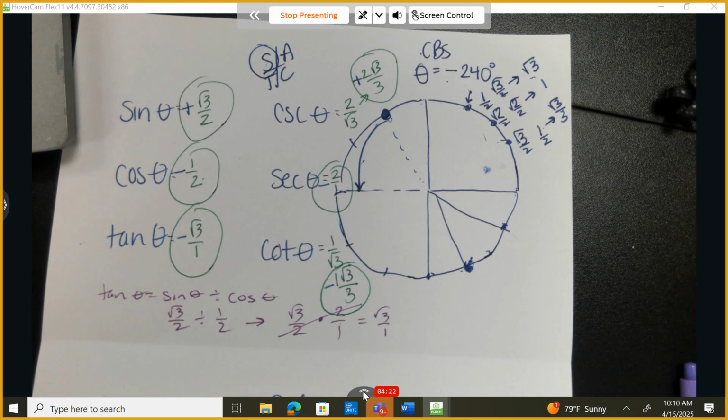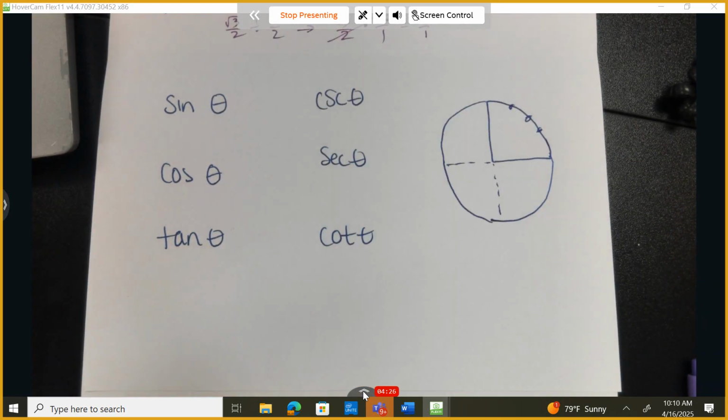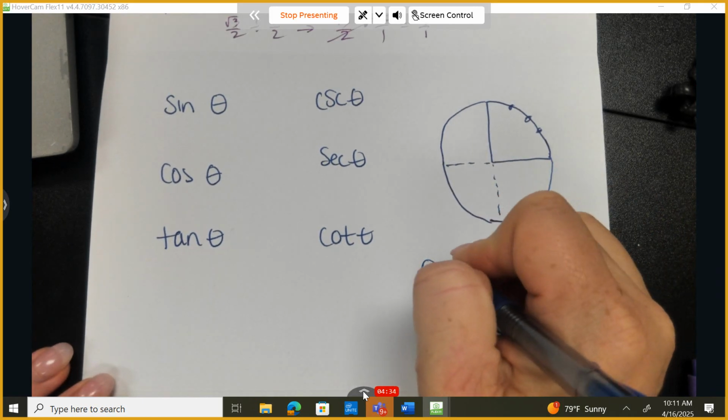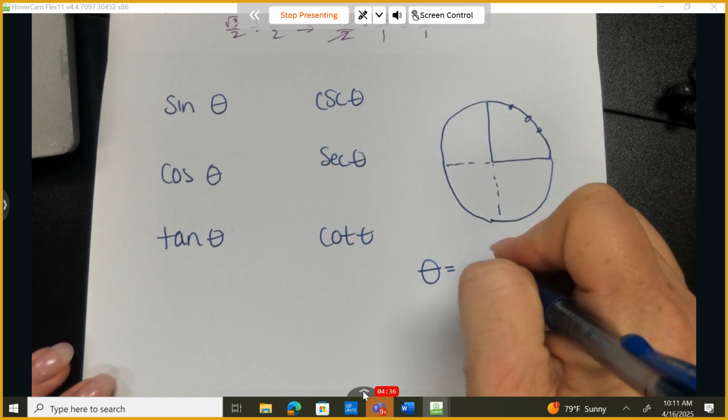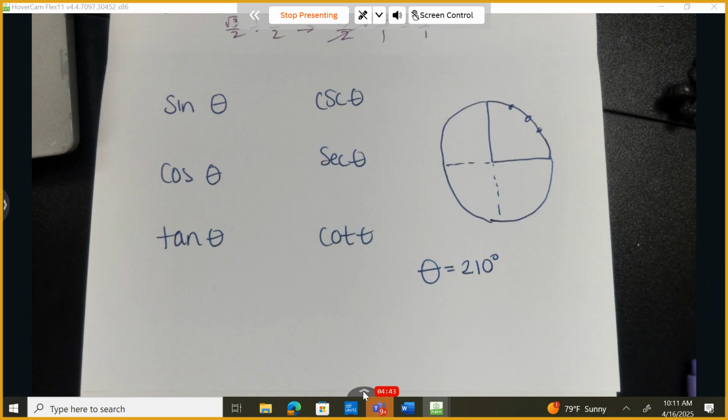Okay, let's look at the next one. If speed was not a factor, give me a 1 through 5 on your understanding. Okay? All right, let's go to this next one. Let's go. This angle is going to be 210 degrees. Raise your hand. I will not call on you until you know where 210 is located.